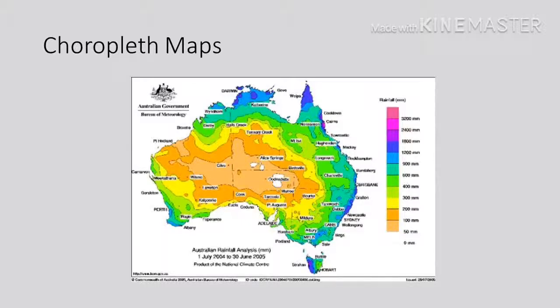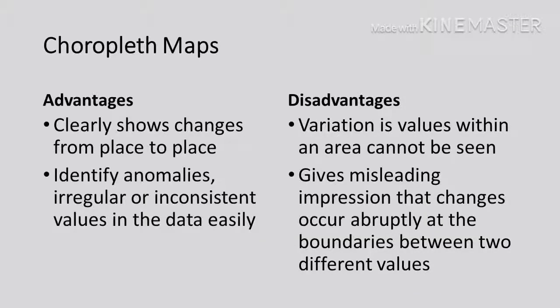One common use of choropleth maps is to show population density in areas. Another common use is for indicating land use patterns in an area. Advantages of choropleth maps include being able to clearly show changes from place to place. It also allows us to easily identify anomalies that may exist.